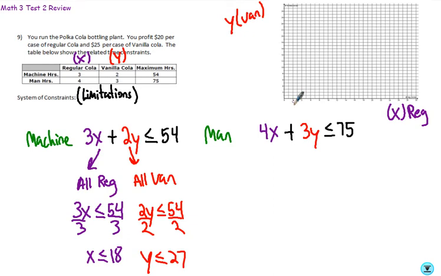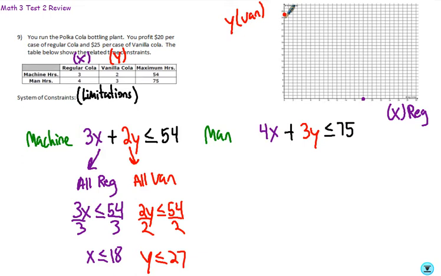This is counting by 2s: 2, 4, 6, 8, 10, 12, 14, 16, 18. And then if I went all vanilla, I could make 27. 2, 4, 6, 8, 10, 12, 14, 16, 18, 20, 22, 24, 26. One more would be 27, right?